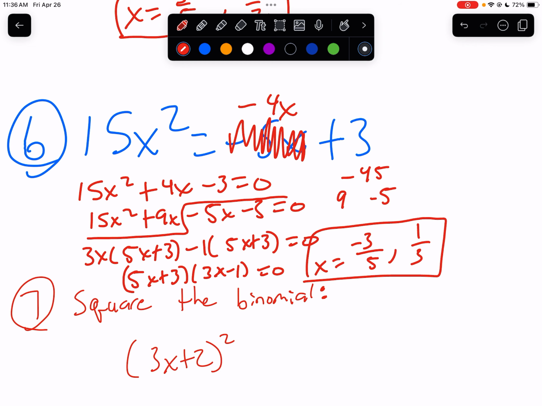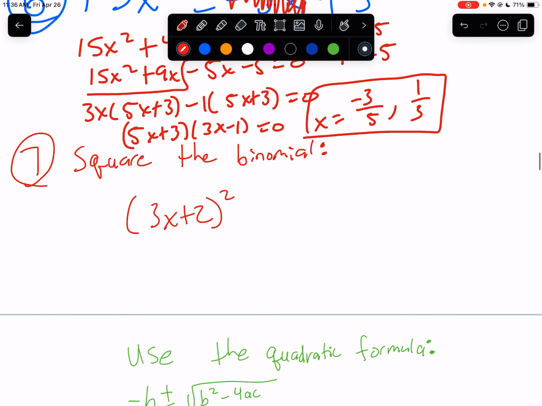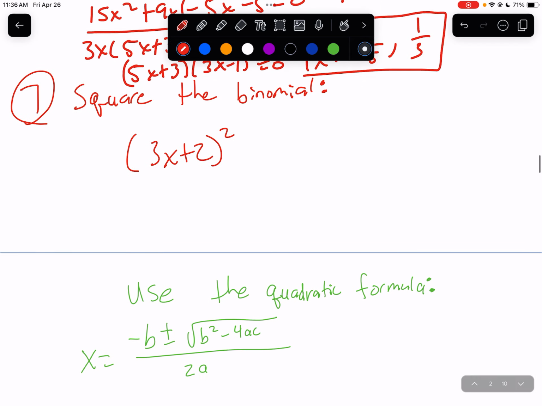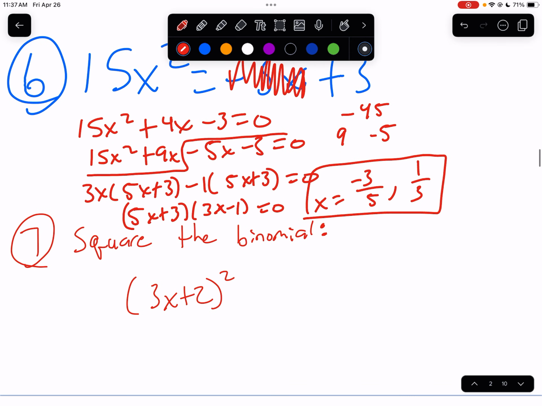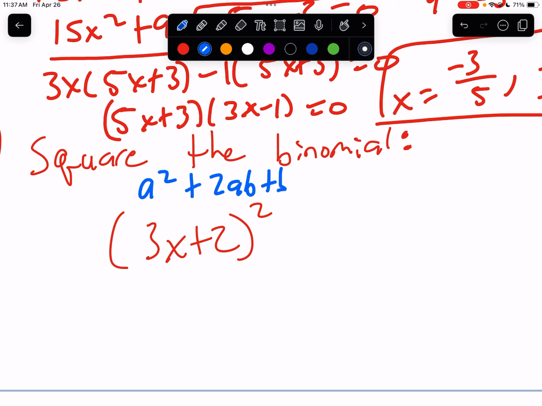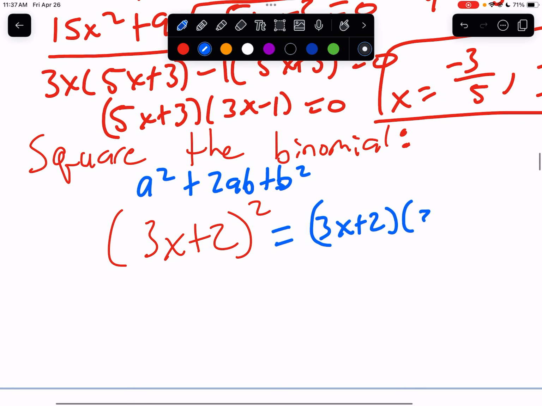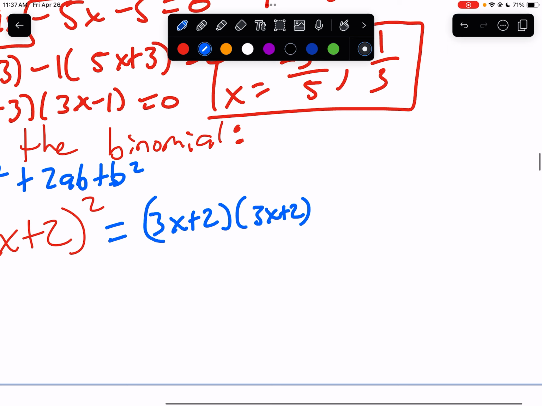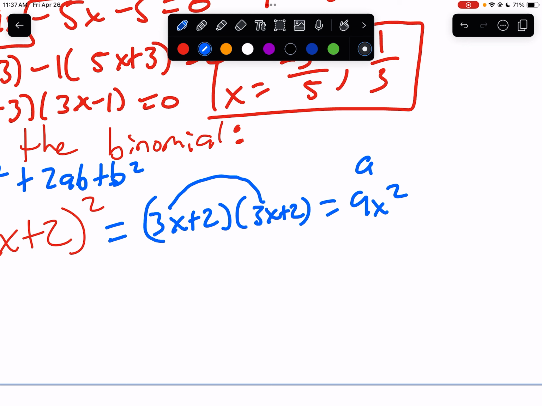And then one more big deal that I want you to know today. Well, you can watch the other video for quadratic formula, but the other big deal I want you to know right now is squaring a binomial. If you Google this, it's going to tell you that it's a squared plus 2ab plus b squared. Why is that? So this is the same as 3x plus 2 times 3x plus 2. When you distribute, what ends up happening? You get first with first. That is going to be 9x squared, which is like a squared, right?